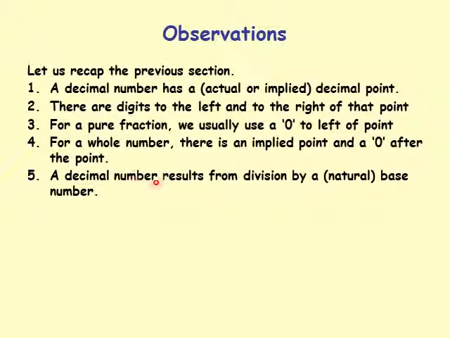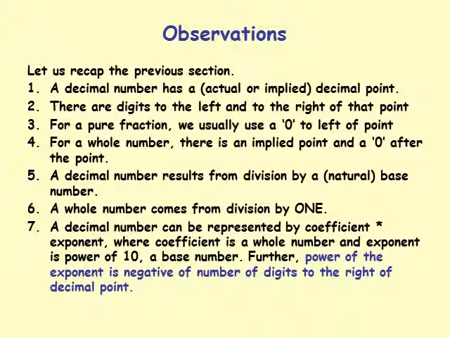A decimal number results from division by a natural base number. A decimal number is a fraction, usually a mixed fraction, and comes from division just like the common fractions do. A whole number comes from a division by 1. A decimal number can be represented by coefficient and exponent, which we studied already, where the coefficient is a whole number and the exponent is a power of 10, where 10 is a base number. Further, the power of the exponent is the negative of the number of digits to the right of the decimal point.